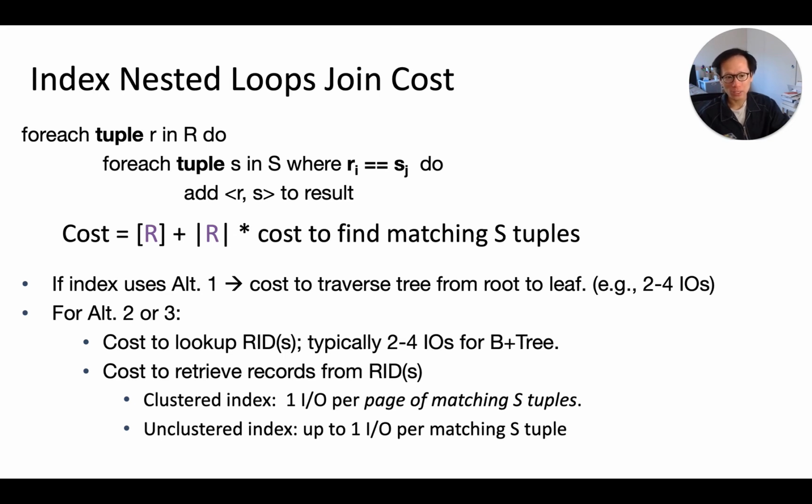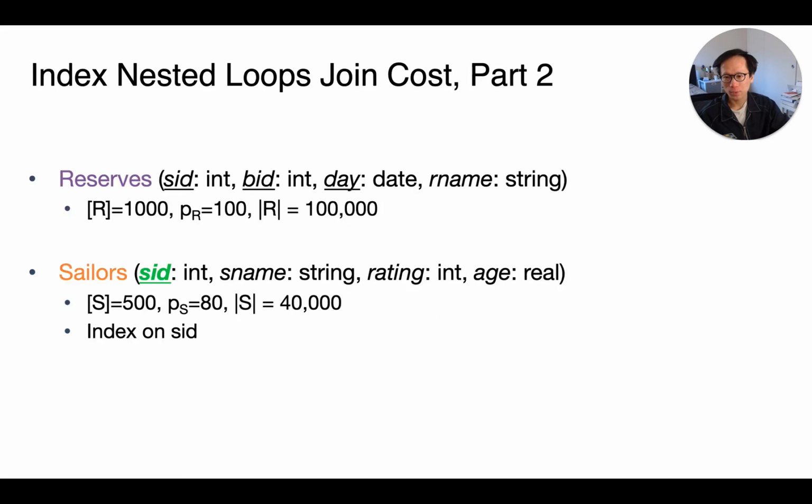This tricky bit here is that we don't know how many pages of matching S tuples there are for each value of R. So let's work through this with an example. Here's our schema with table cardinalities shown. Note that there's an index on SID in the sailors table.